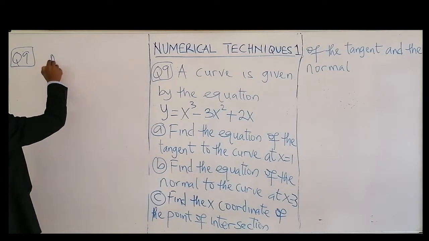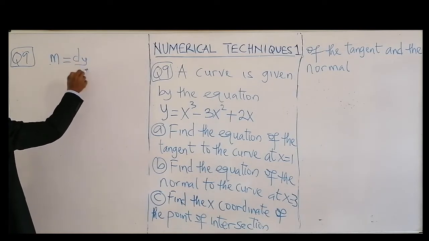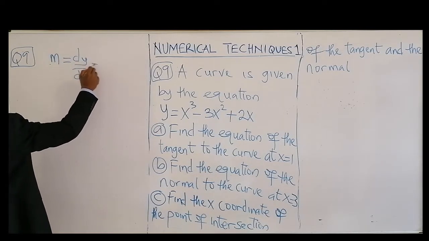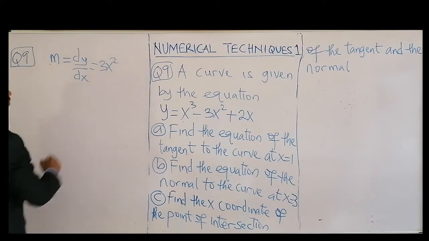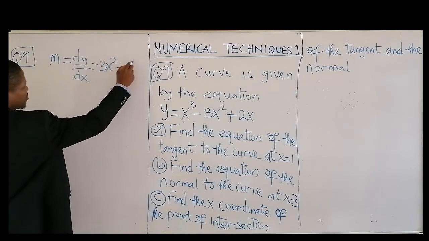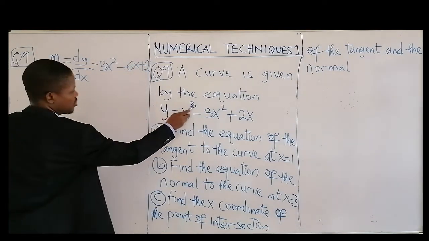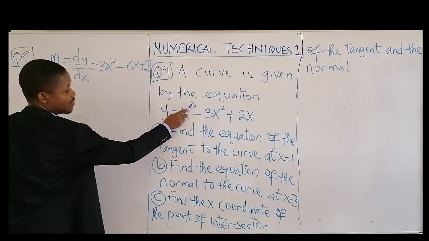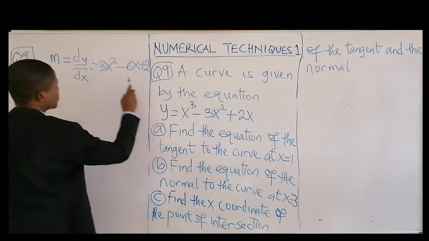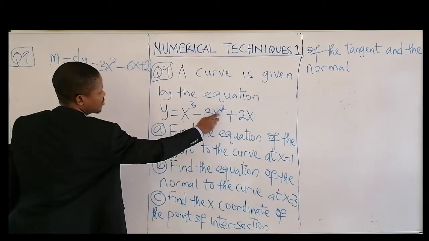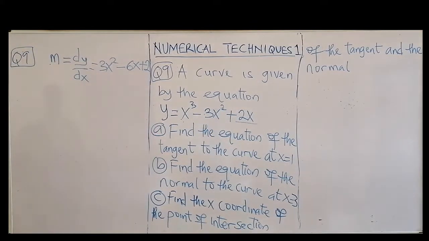So the gradient is what? It is this symbol, which is the dy/dx, and that will give me, differentiate this, 3x squared minus 6x plus 2. When you differentiate this one, the power comes to the front, and then this power minus 1. Likewise, this one, 3 times 2, that's 6, and then this power minus 1. And then if you differentiate 2x, that's a plus 2.